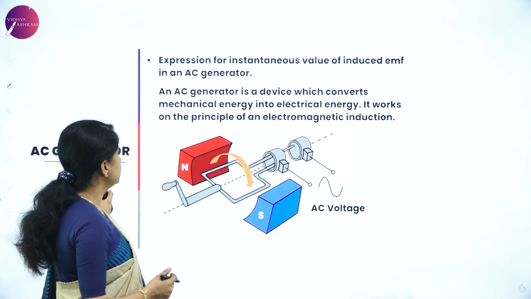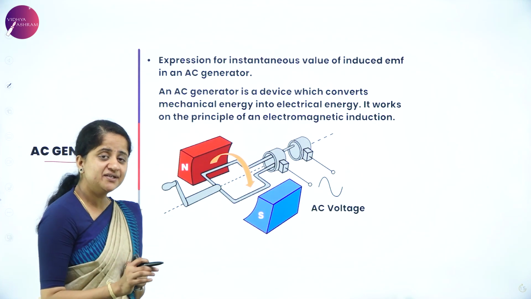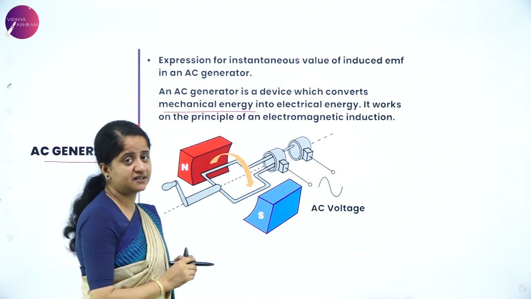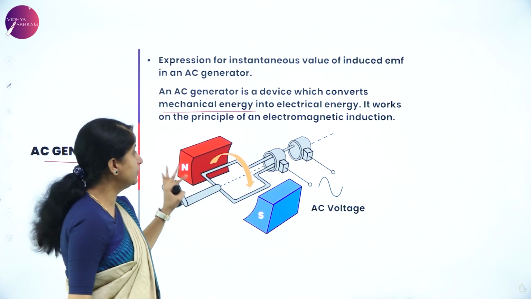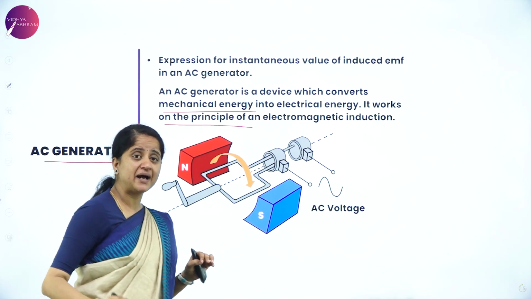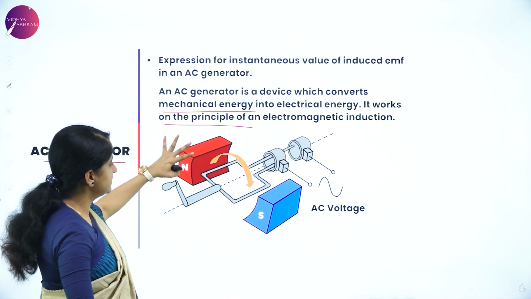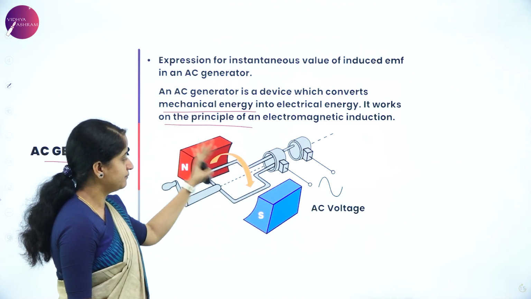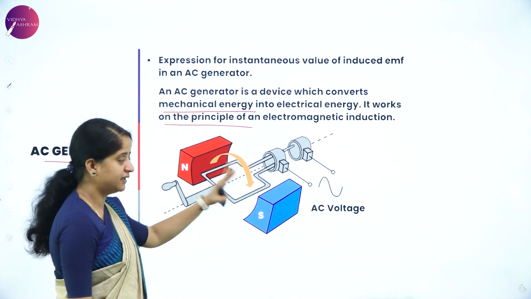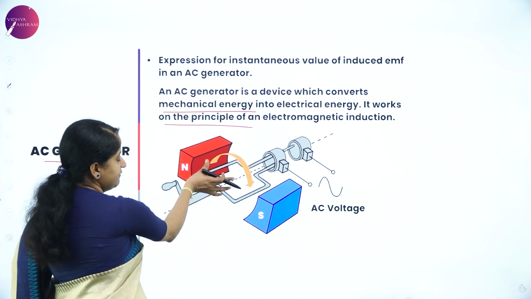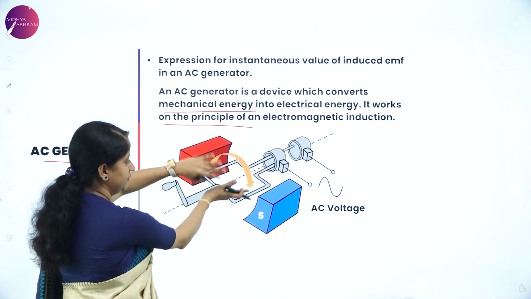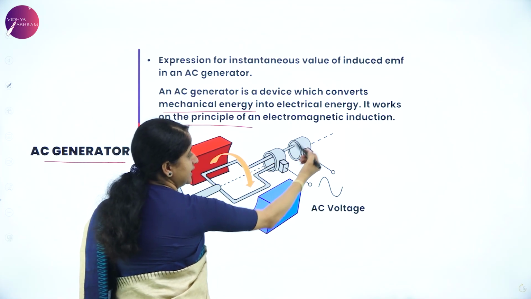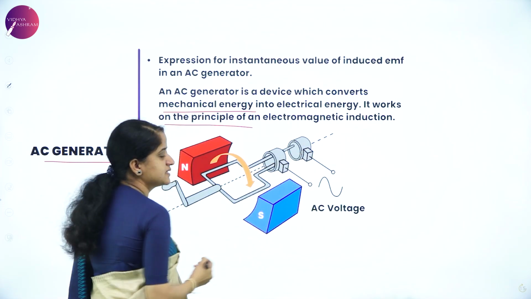Let us move on to another concept and the last concept of this chapter, that is the AC generator. What is an AC generator? An AC generator is a device which converts mechanical energy into electrical energy. It basically works on the principle of electromagnetic induction. This is the schematic representation of an AC generator, where we have a magnetic field produced by two poles of magnets, and we have a coil, which we call the armature, which will be rotated on its axis, and it is connected to an external circuit with the help of two slip rings.